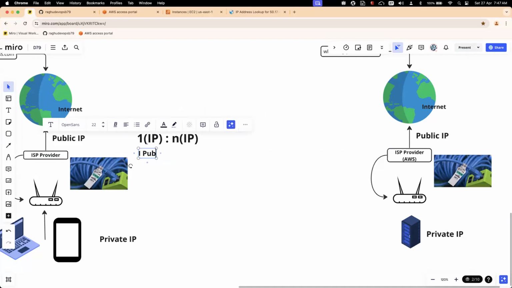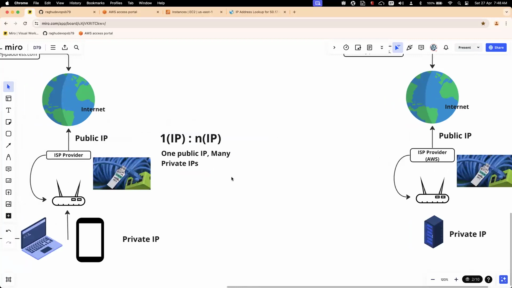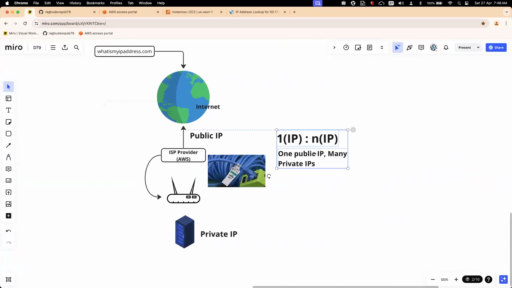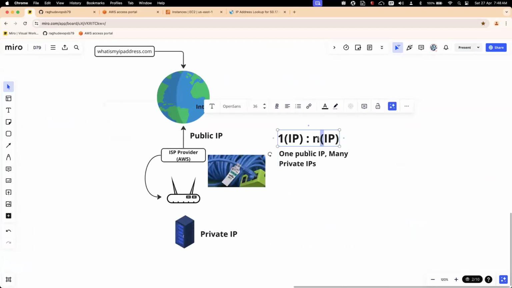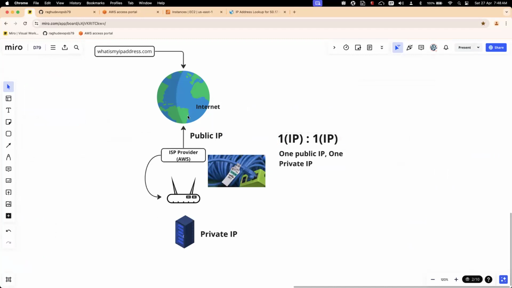At home, one public IP and many private IPs are happening. Each and every device you connect to your Wi-Fi router is many, by the way. But here it's going to be a 1:1 ratio. One IP to one IP. That means one public IP we point to one private IP. You take one public IP and map it directly to the private IP of this server.